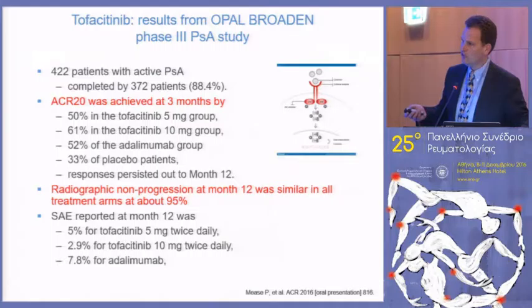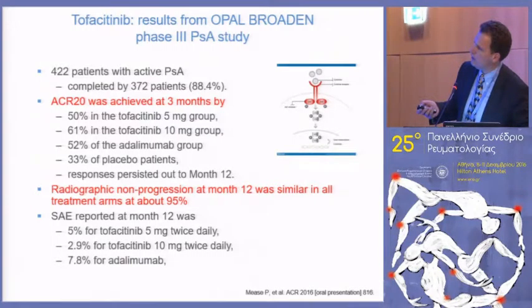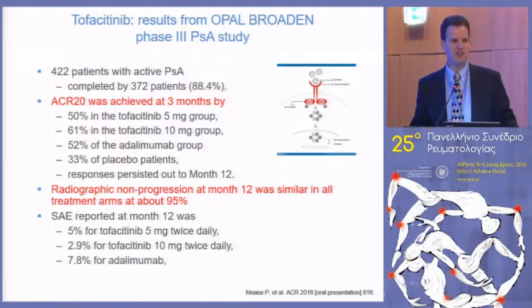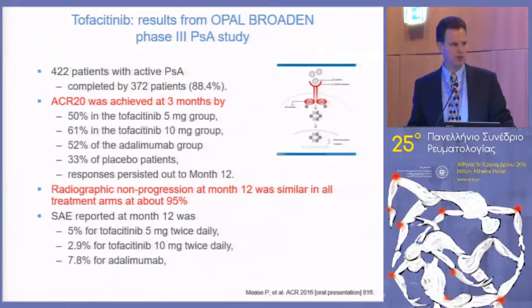Your call. So 422 patients received either 5 or 10 milligrams BID tofacitinib, and you see the ACR response was around 50% in the dose that we have been accustomed to using safely in rheumatoid patients.